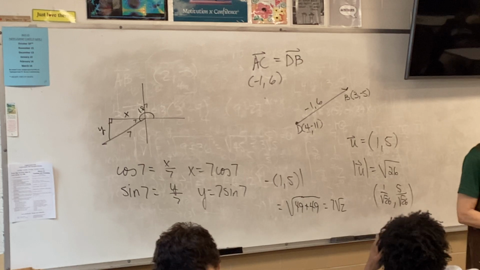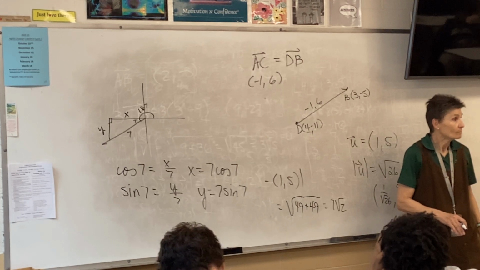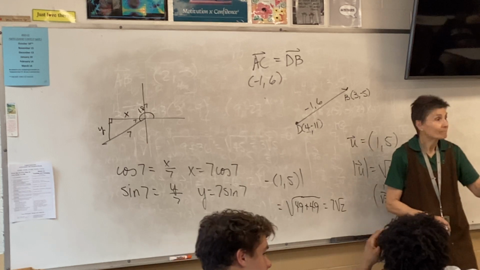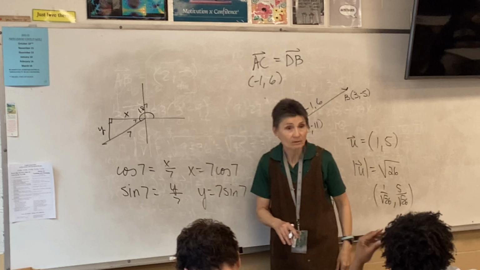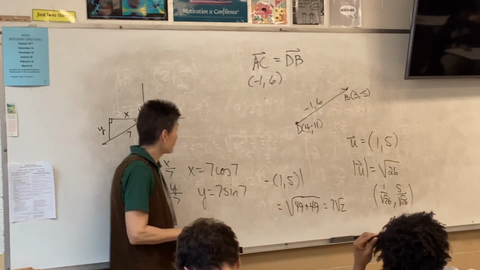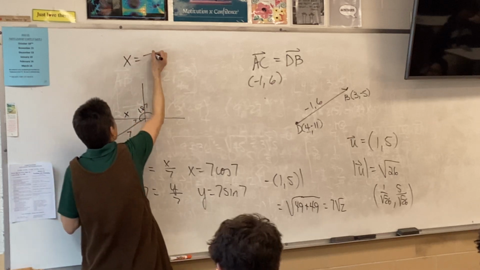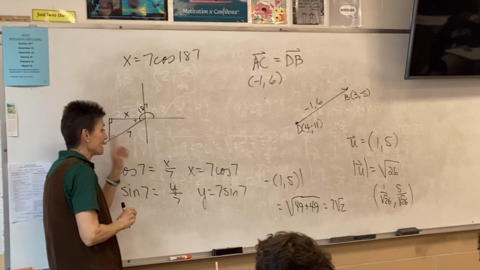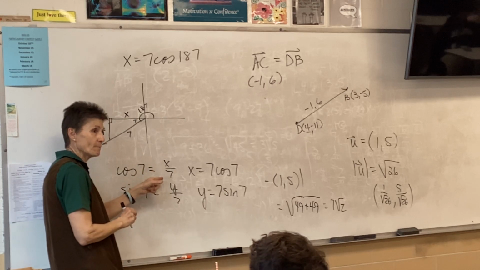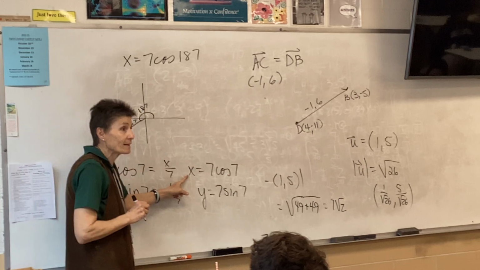What's the other option? Magnitude times... would you do 7 cosine 187? Yeah, you can use the angle that you got. You can use 187. If you do 7 cosine 187, you are going to get exactly the answer Liam got when he did this, except that one's going to automatically come out negative.